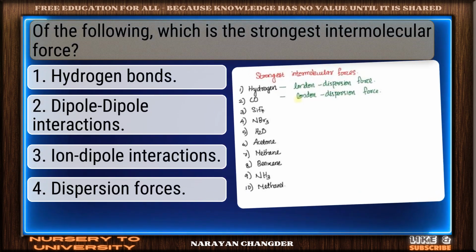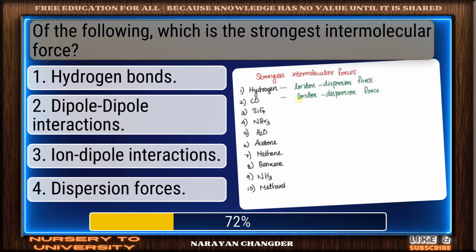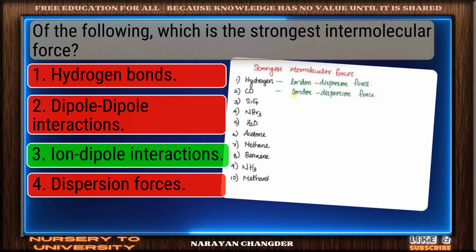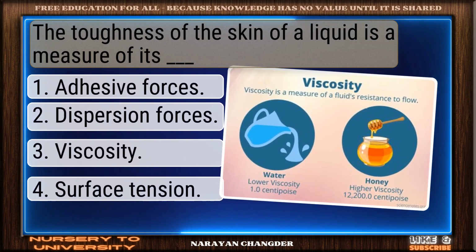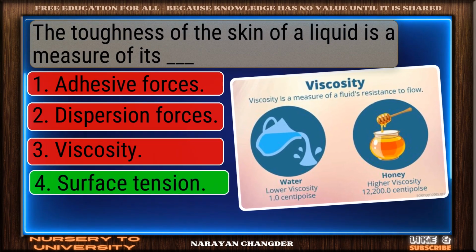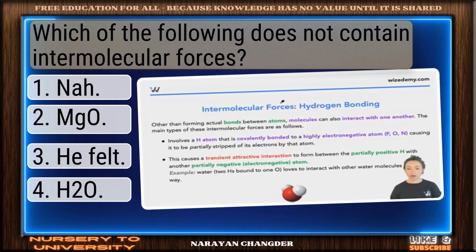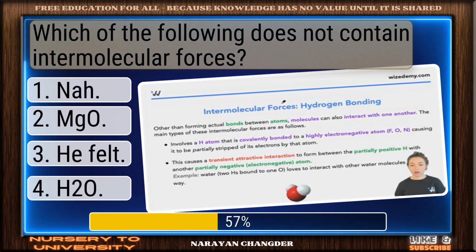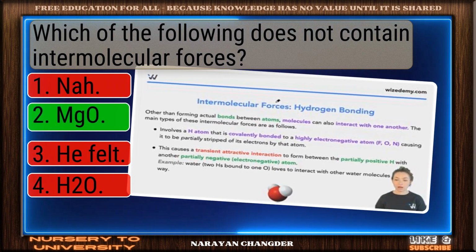Of the following, which is the strongest intermolecular force? Solid response. Ion-dipole interactions is a valid choice. The toughness of the skin of a liquid is a measure of its dash. You got it. Your choice surface tension is right. Which of the following does not contain intermolecular forces? Well done. Monatomic gas is the right choice.